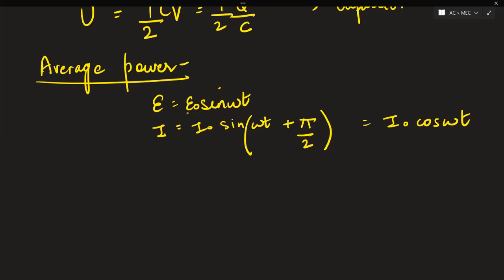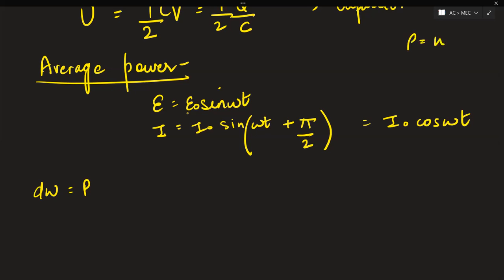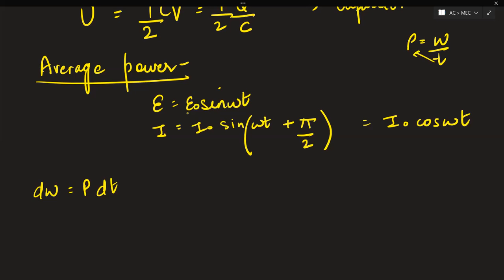Now the formula for work done. dW is equal to what? Power is equal to work done divided by time. So from here, dW, the work, is power into dt. And power is I naught E naught, sine omega t cos omega t.